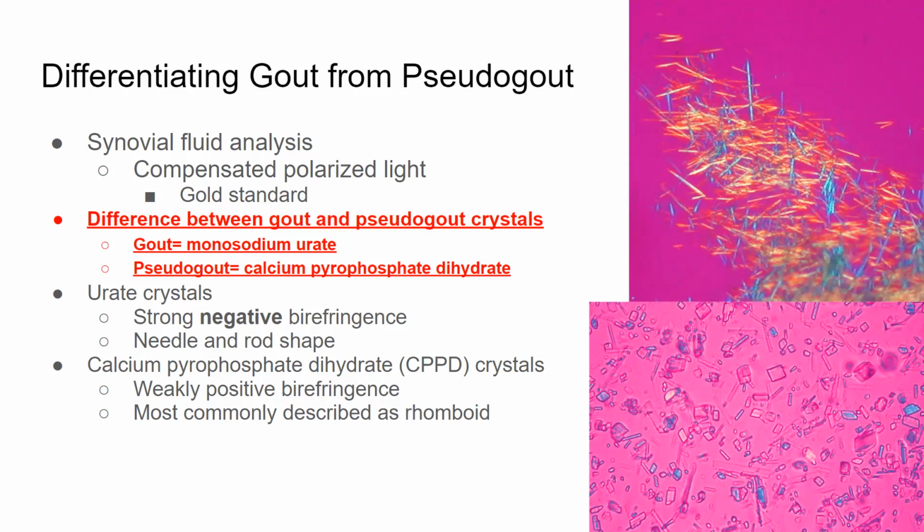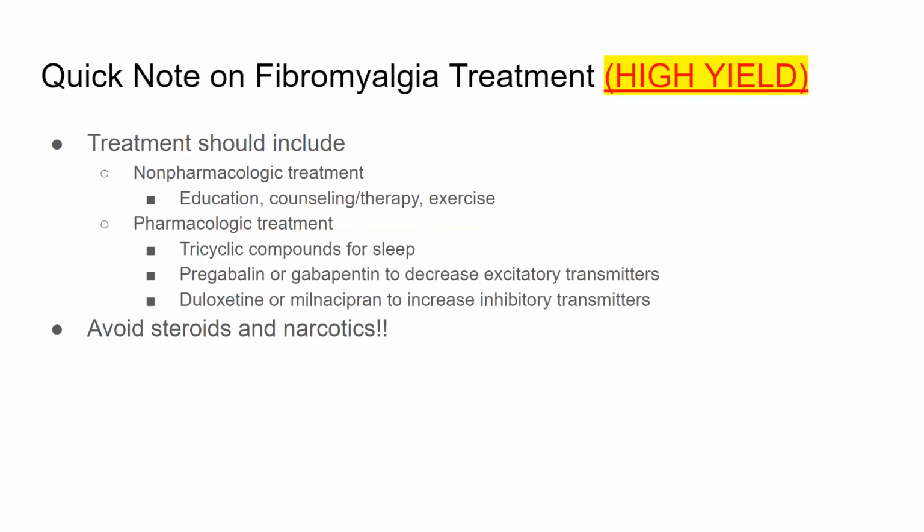Okay. So big takeaway, just think gout, negative birefringence, calcium pyrophosphate, positive birefringence. So gout is negative, pseudo gout is positive. Those are big associations. And that's the big way to differentiate between the two, because a lot of times they'll present the same, because they're both accumulation of crystals in your joints. So one of the ways that you can differentiate them is by looking at the crystals. And that's also the gold standard for diagnosing both gout and pseudo gout. So make sure you know that, put a little star next to it.